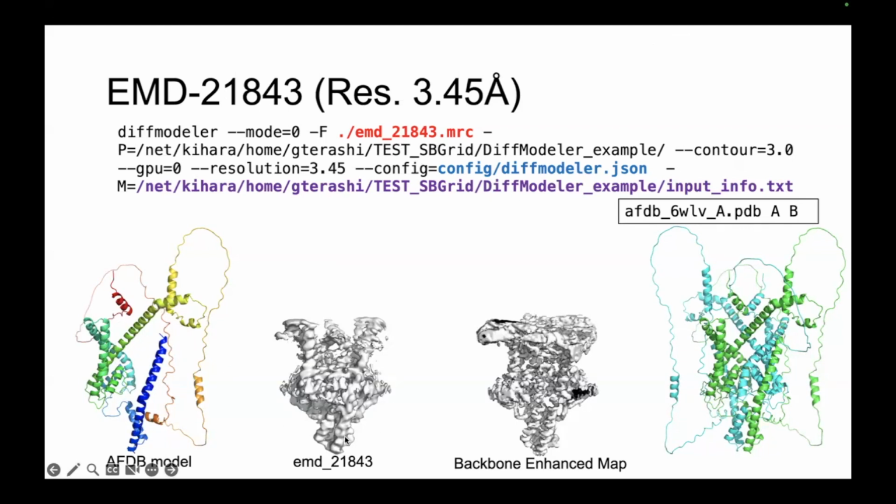Then this is the input density map. Then this is the result. So the backbone enhanced map with this. Then the output structure looks like this. It's a nicely packed, assembled structure. So as a config file, I specified that I want to use these AlphaFold structures for the A chain and B chain. Then it assembled into the homodimer.